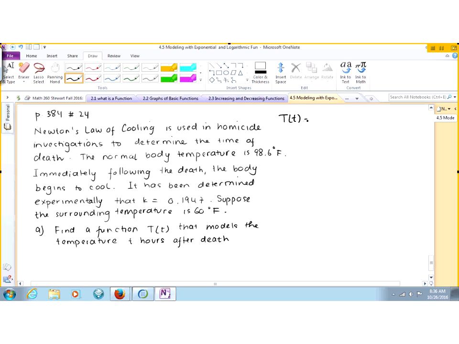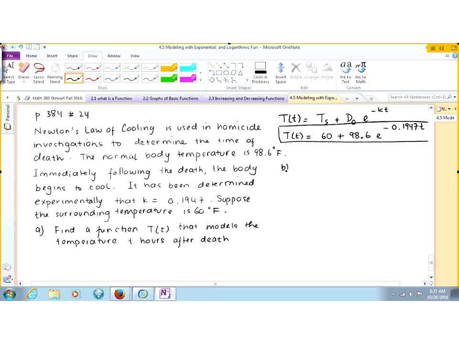So what is the formula? T of T is Ts plus D naught e to the negative kt. So do I know the surrounding temperature? Which is 60. Do I know D naught? 98.6 e to the negative 0.1947. Yes, that's your model.